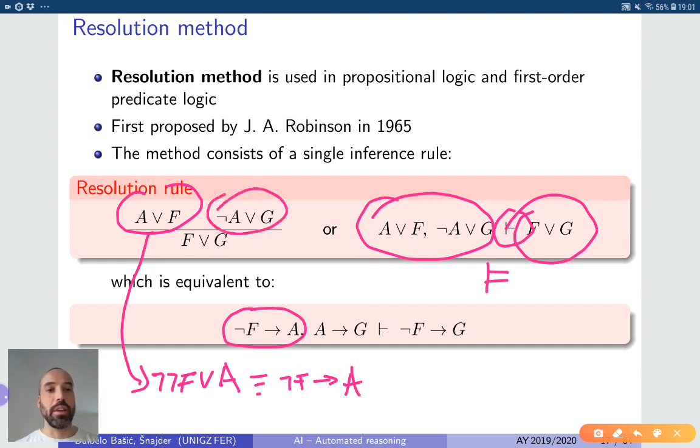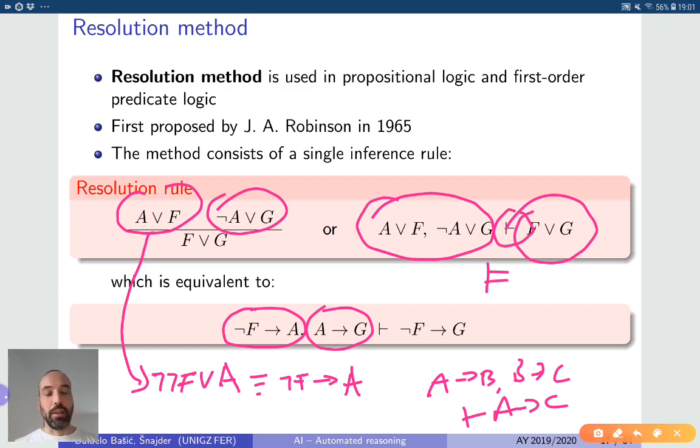The second premise can be rewritten in terms of A implies G. Okay, so you see the two premises here, A or F, and not A or G, are actually equivalent to not F implies A and A implies G. And now I can refer to the syllogism rule. It's one of the rules from the set of natural deduction rules, which essentially tells me if I have A implies B and I have B implies C, then this entails A implies C. Sort of like a transitivity rule, so to say.